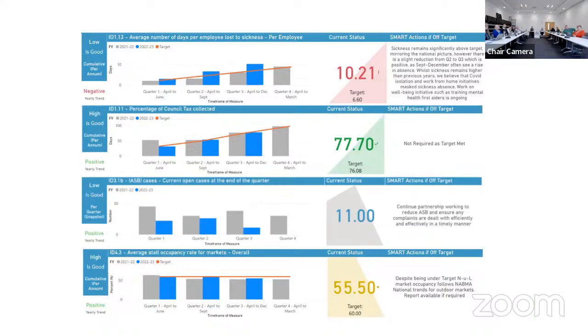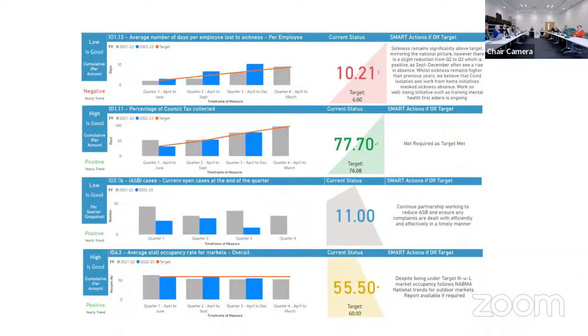On the left-hand side, the final element to explain really is where it says low is good or high is good. That's just letting you know what sort of measure it is. You might have it referred to as polarity sometimes. So obviously we want to collect more council tax.